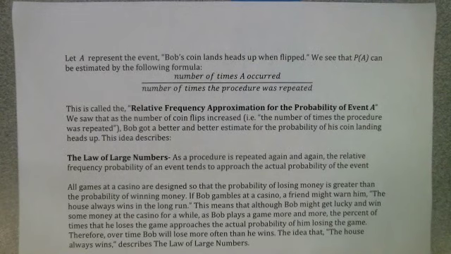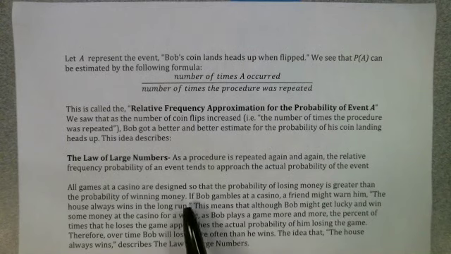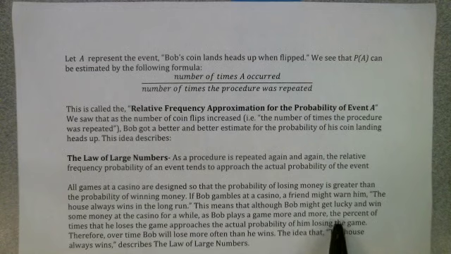Now, all games at a casino are designed so that the probability of losing money is greater than the probability of winning money. If Bob gambles at a casino, a friend might warn him, the house always wins in the long run. So this means that although Bob might get lucky and win some money at the casino for a while, as Bob plays a game more and more, the percent of times that he loses the game approaches the actual probability of him losing the game. So therefore, over time, Bob will lose more often than he wins, or I should say he will lose more money than he wins. So the idea that the house always wins describes the law of large numbers.